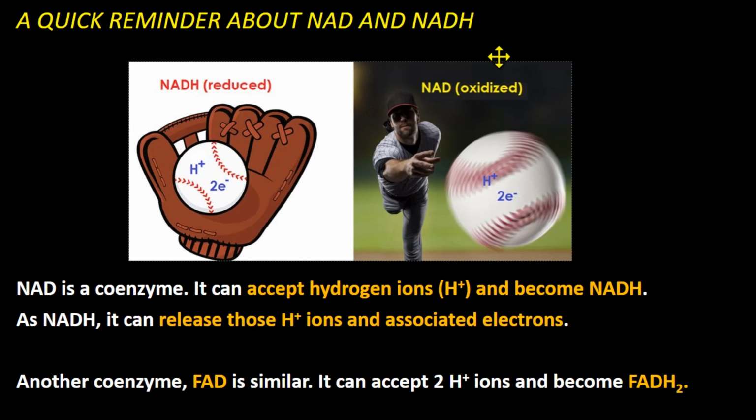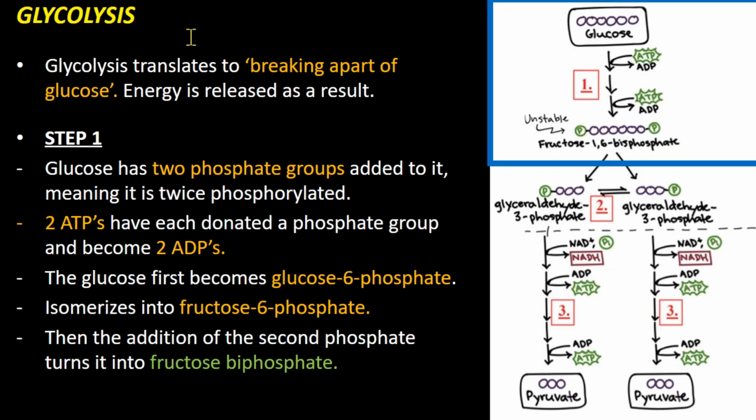And a quick reminder about NAD and NADH. So remember, these are coenzymes, and NAD can accept hydrogen ions and become NADH. This is the reduced form. So if NAD catches a hydrogen ion and 2 electrons, it becomes NADH. As NADH, it can release those hydrogen ions and associated electrons, basically during oxidation. There's another coenzyme, FAD, which is quite similar, except it can accept 2 hydrogen ions instead of 1, and it becomes FADH2.